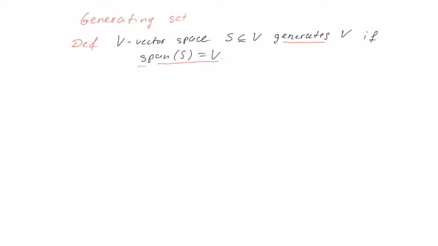And why is this important? This is important because if you only have S, then by making all sorts of linear combinations, we can actually create the entire space V.